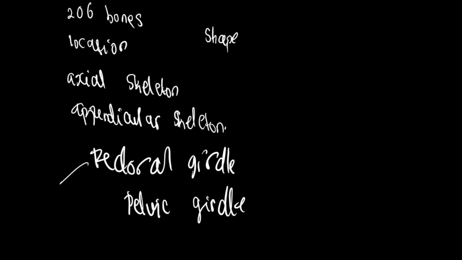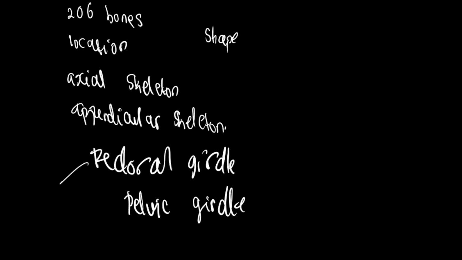and it's made of the clavicle as well as the scapula. Okay, so these two bones form the pectoral girdle. Now, in taking a look at the pelvic girdle, pelvic generally has to do with the hip. Okay, so the pelvic girdle is the bone that kind of forms the hip.